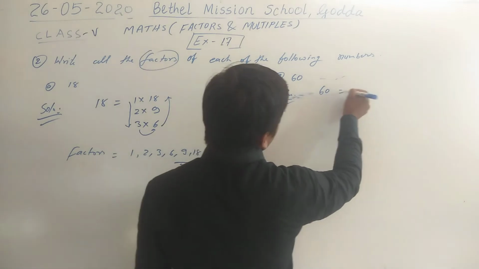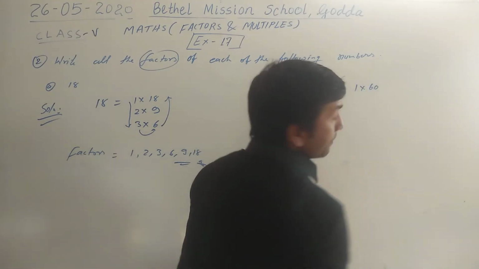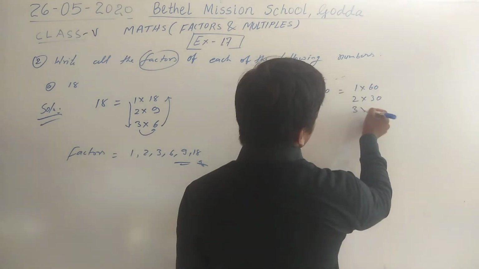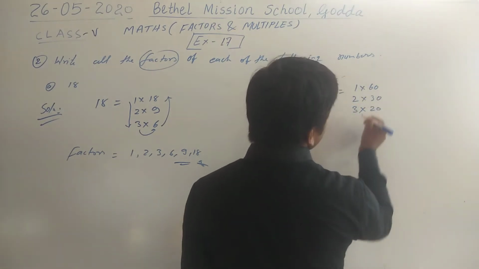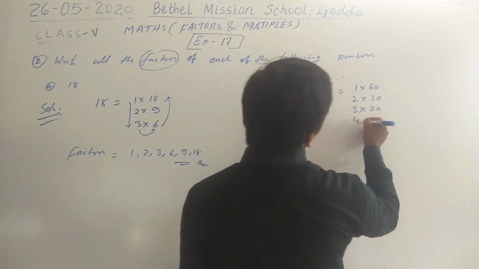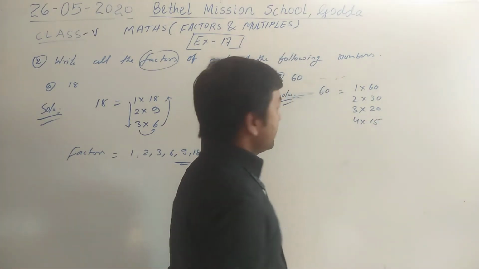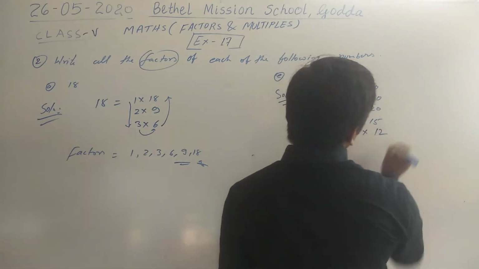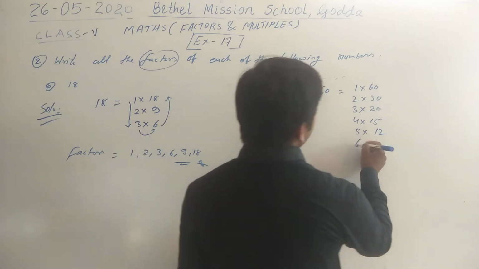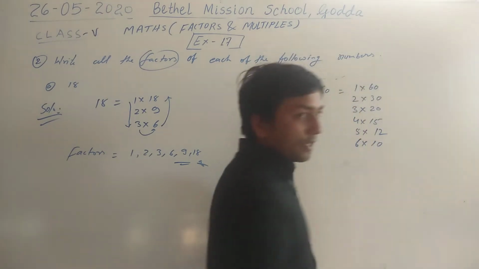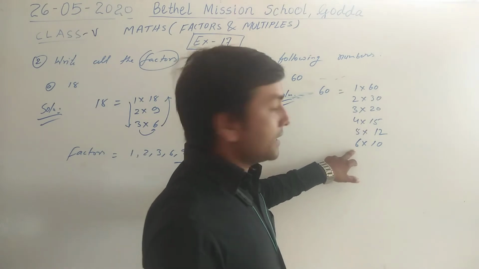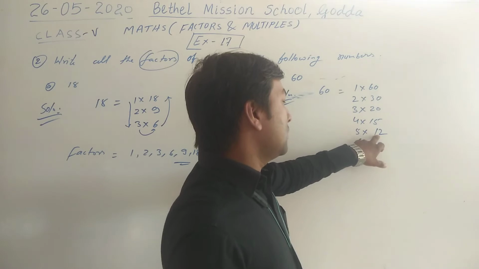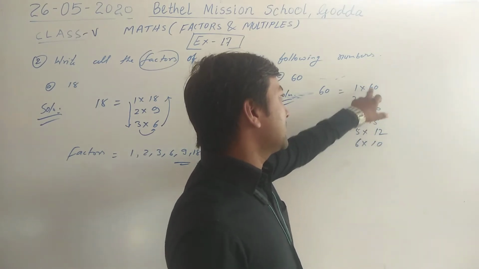60, we can write 1 into 60. Again by 2 you can write 2 into 30. By 3 also, 3 times 20. By 4 also, 4 times 15 is 60, and by 5, 5 times 12. Now 6 times 10, now 7 can't, 8 also can't, 9 can't, and again it will repeat by 10, then 12, then 15, 20, 30, 60.